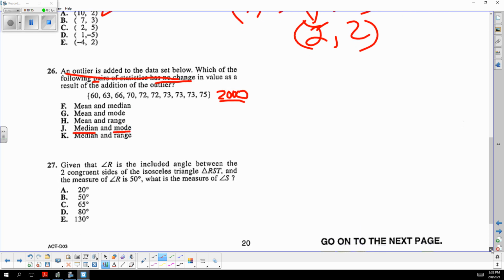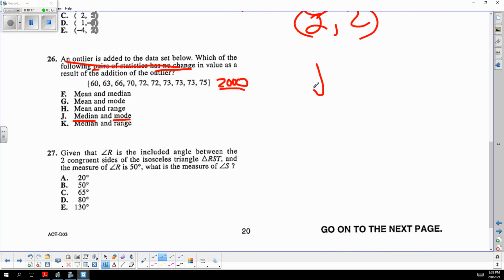I call that the Bill Gates problem, the Warren Buffett problem. If he moves into your block, what's he going to change? He's only going to change the average, or the mean, is the only thing that's going to change. Your median house isn't going to change, and the mode isn't going to change because he ain't like nobody. Okay?